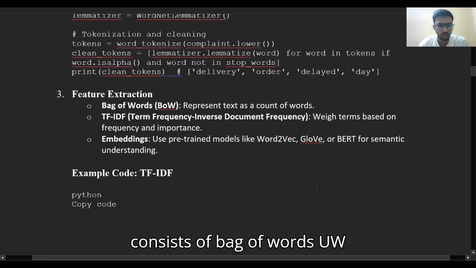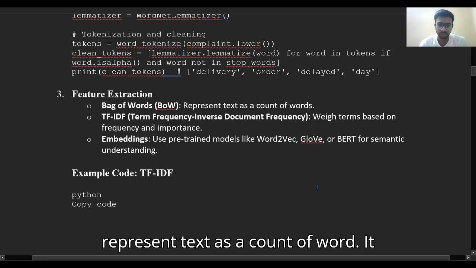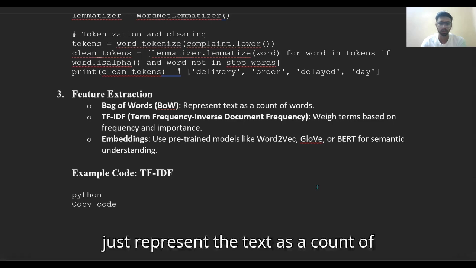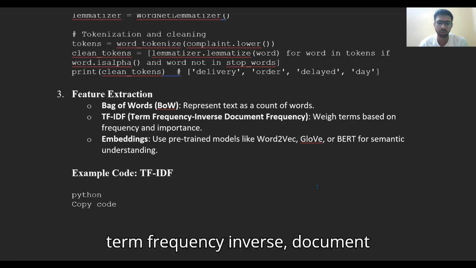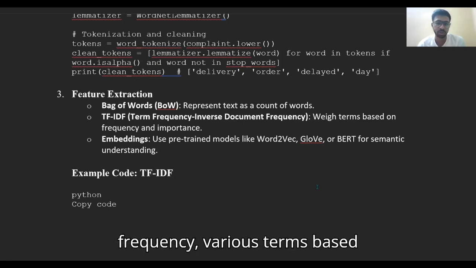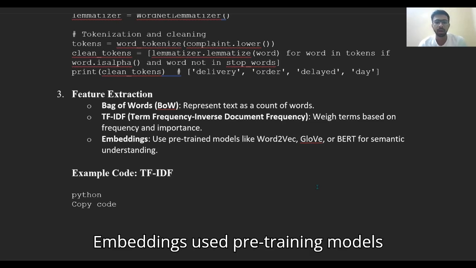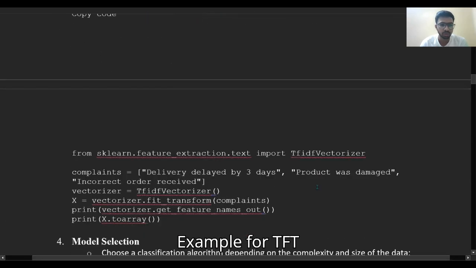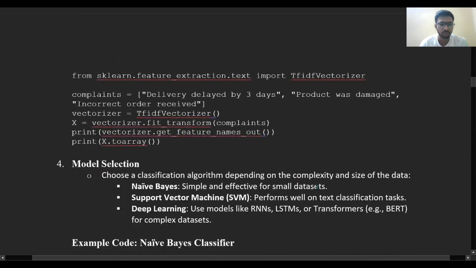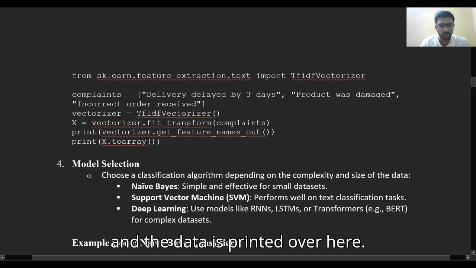Feature extraction consists of bag of words (BOW), which represents text as a count of words. TF-IDF, term frequency inverse document frequency, weighs terms based on their frequency and importance. Embeddings use pre-trained models like Word2Vec, GloVe, or BERT for semantic understanding. Example for TF-IDF Python code is this. Here we vectorize the data and the data is printed over here.